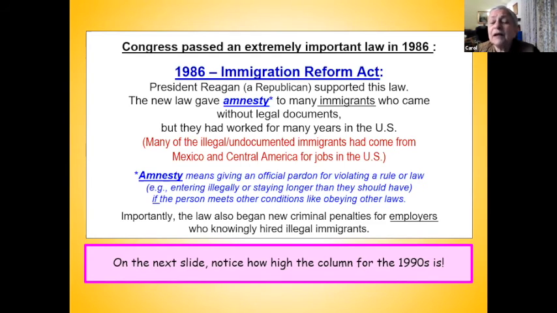Many of the people who got amnesty had previously come without legal documents, had crossed the border between Mexico and the United States. They had come from Mexico and Central America for jobs. It's kind of important, there was something added to this law. It said, okay, these folks who had worked hard, even though they'd come illegally, they can stay. But from now on, we want employers to make sure that whoever they hire, that they have come across the border legally. So that's an interesting provision in the law.